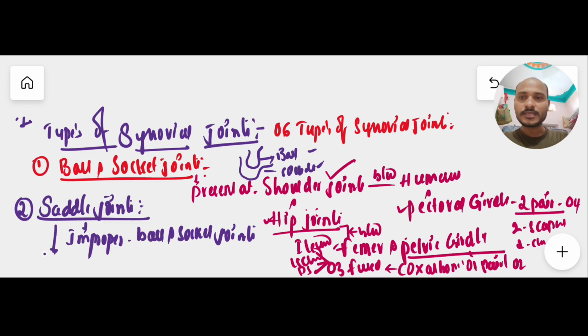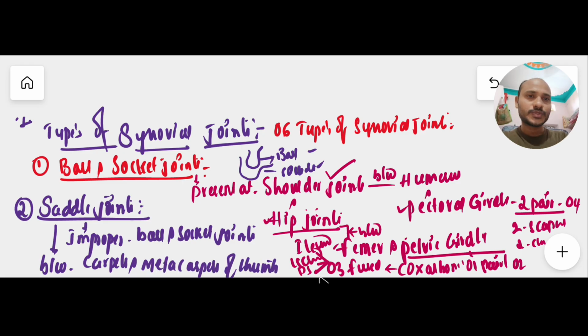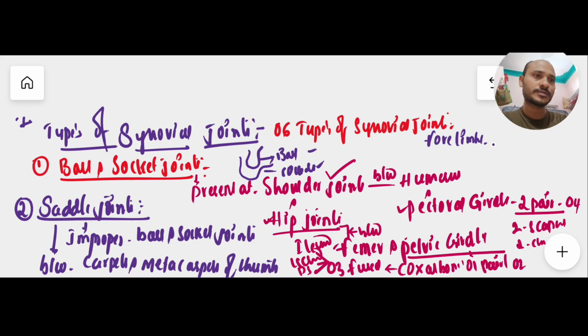An example of the saddle joint: it is present between the carpals and metacarpals of the thumb. The carpals and metacarpals are the bones of the wrist and hand. For example, if you observe the forelimb bones, the two forelimbs together contain 60 bones, and each forelimb contains 30 bones.